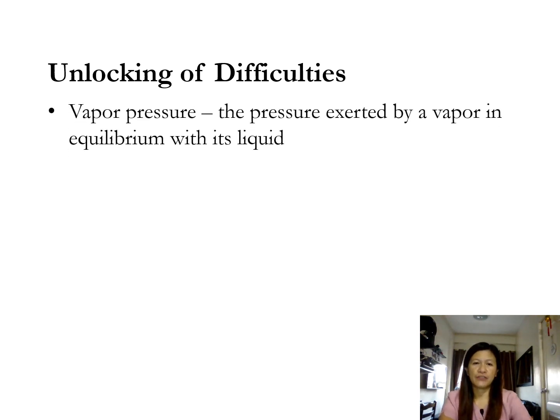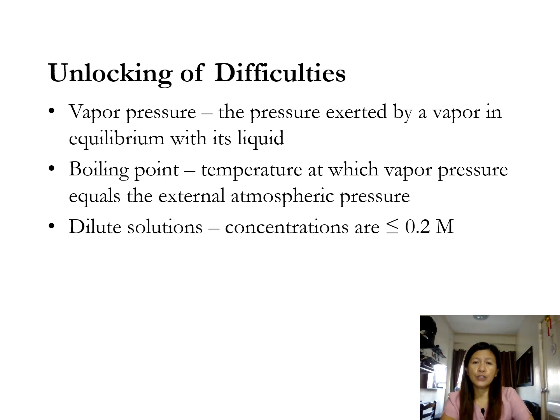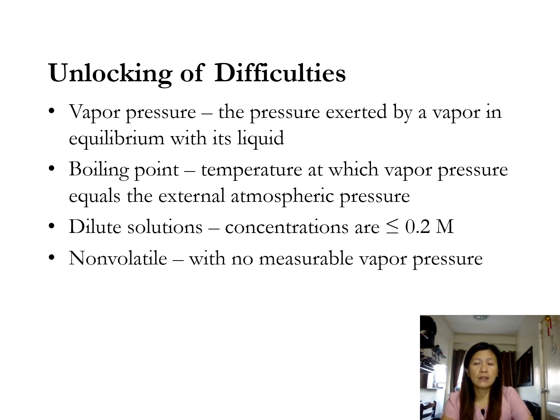Beginning with vapor pressure. Vapor pressure is the pressure exerted by a vapor in equilibrium with its liquid. Boiling point is the temperature at which vapor pressure equals the external atmospheric pressure. Dilute solutions are solutions whose concentrations are equal to or less than 0.2 molar. Non-volatile substances are those with no measurable vapor.